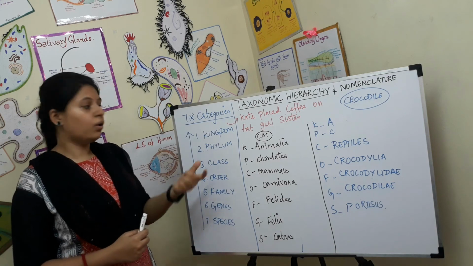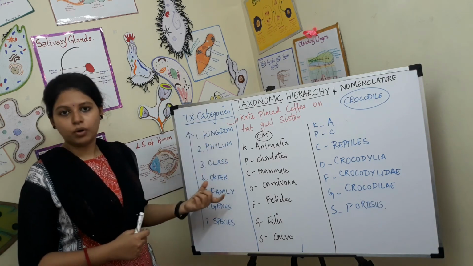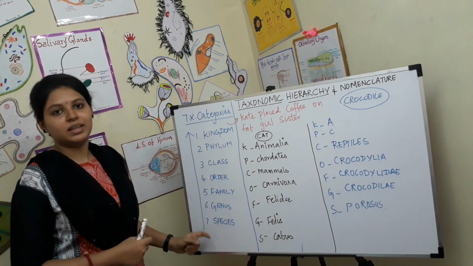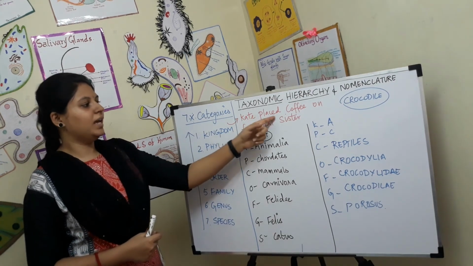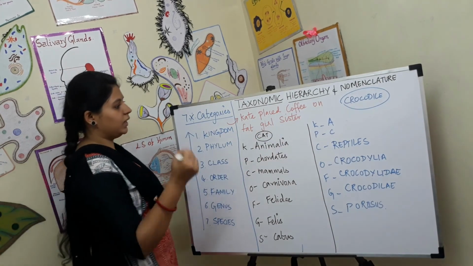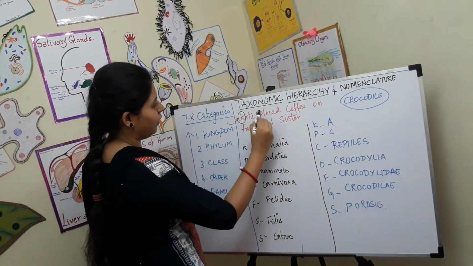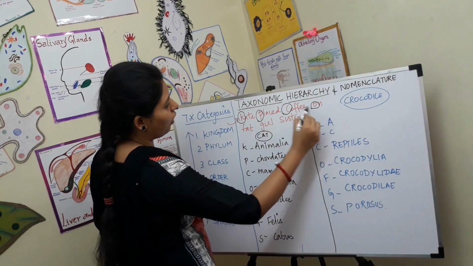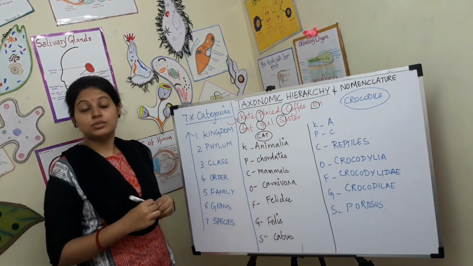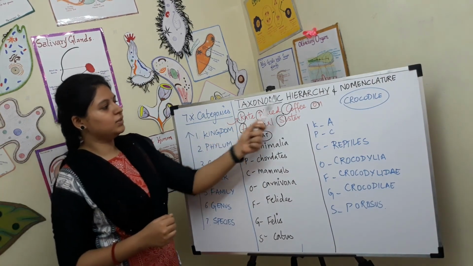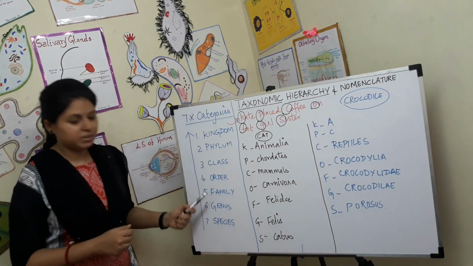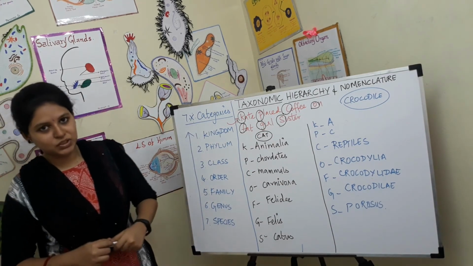Before going on to the meaning of all this, I will tell a simple trick to remember all these 7 things in order. Kate placed coffee on fat girl sister. So Kate: kingdom, phylum, class, order, family, genus and species. Don't change the order. Kate placed coffee on fat girl sister: kingdom, phylum, class, order, family, genus and species.